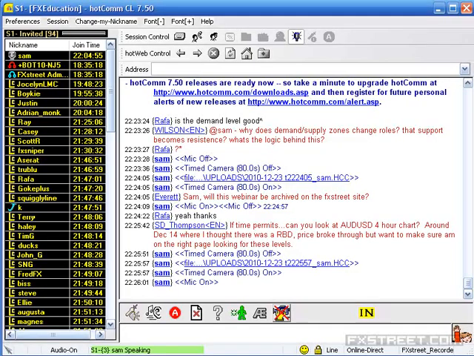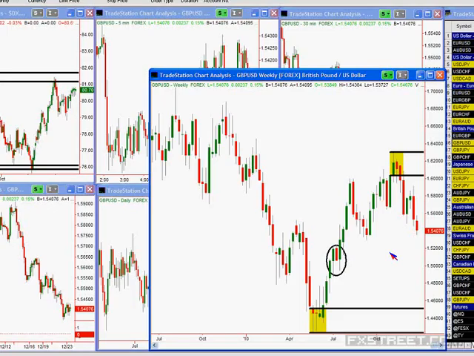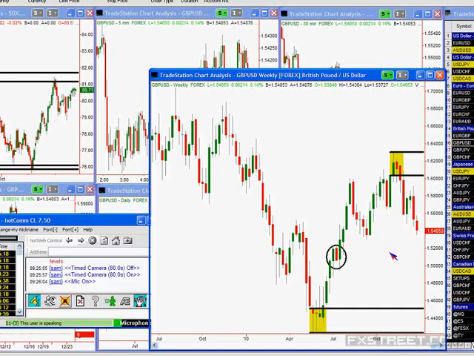Okay? So that's kind of our bigger picture pound. All right? If you do any options on currencies, I've done tons of those, and the big picture levels are important, especially if you're doing longer term options. Okay. Let's move on.